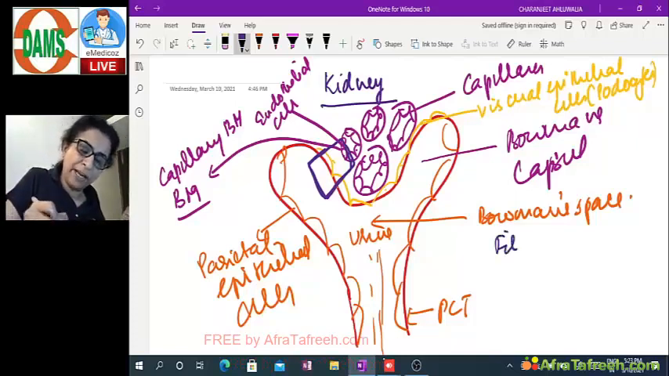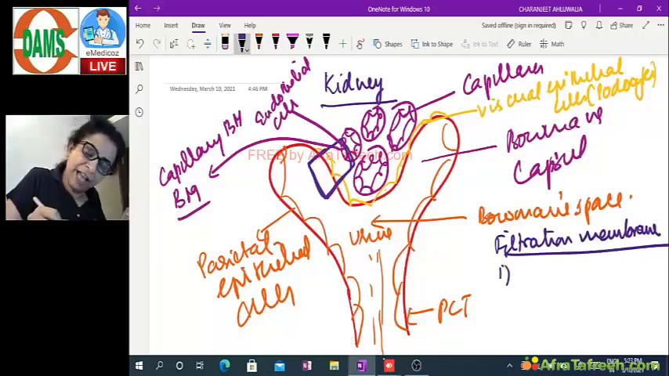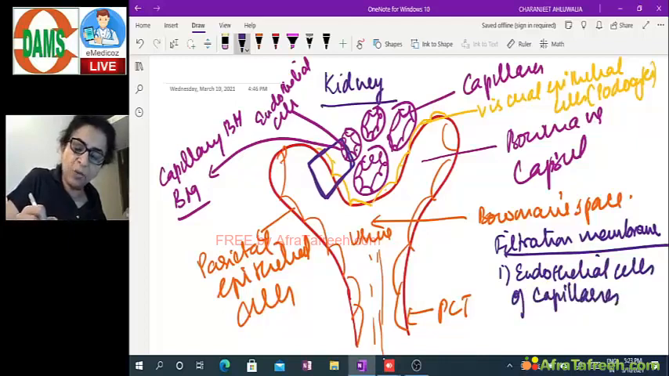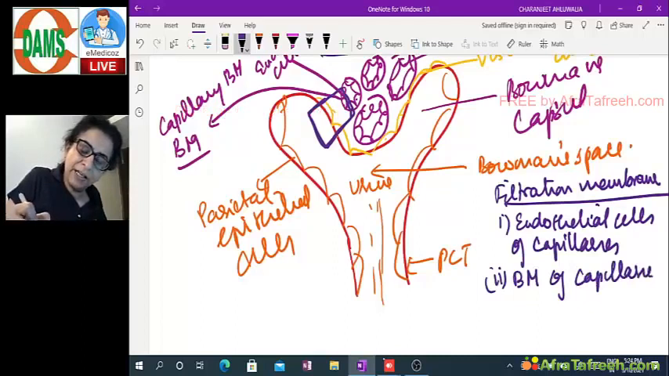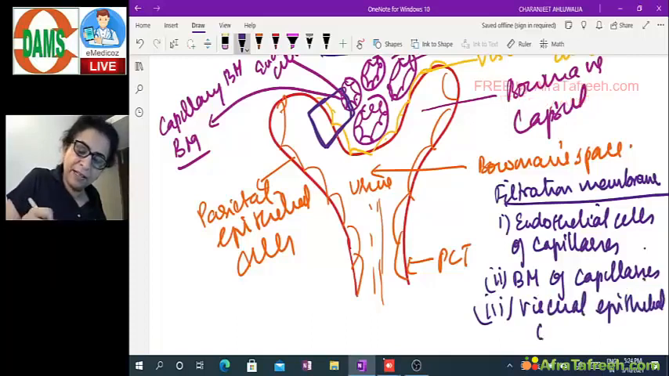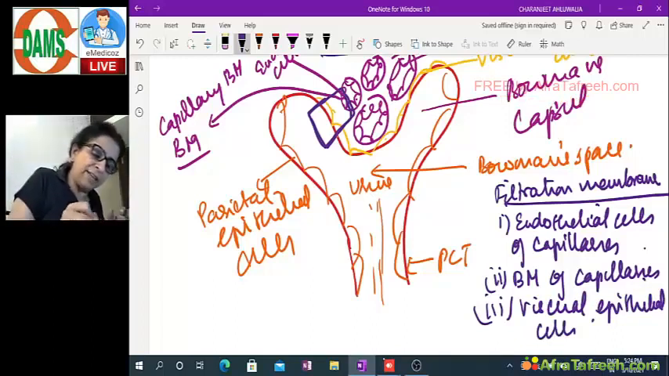So what three components is the filtration membrane of the kidney made of? Inside we have the endothelial cells of capillaries, one. Two, outside the endothelial cells, we have the basement membrane of capillaries. And third, the filtration membrane is formed by the visceral epithelial cells. So this is where the blood gets filtered and urine is formed.